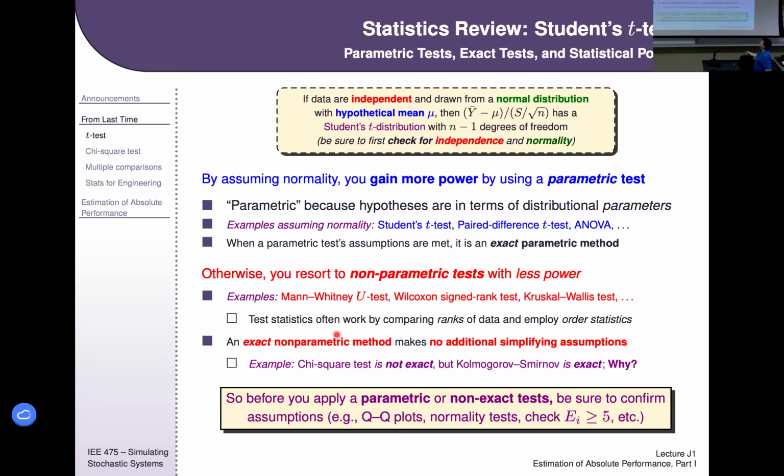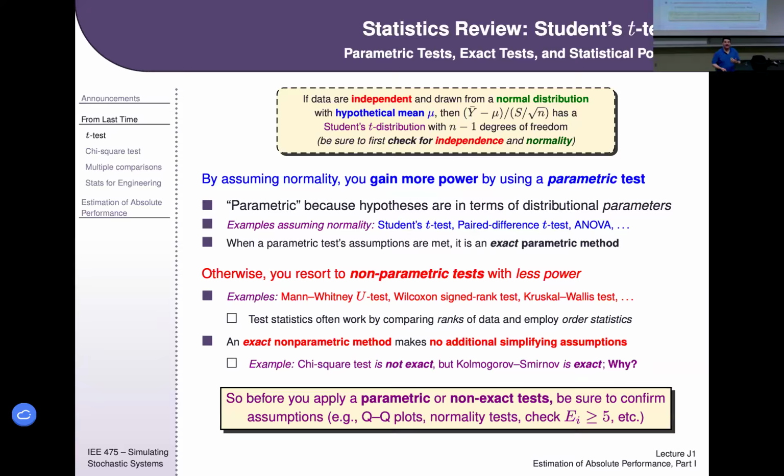We didn't talk about this last time, but there are non-parametric tests that do make a couple of simplifying assumptions, but they're not assumptions on distribution. For example, in the chi-squared test, we assume the expected value in each bin is 5 or more. That makes it a so-called non-exact test. So we made an approximation in the chi-squared test. So it is a non-exact, non-parametric test.